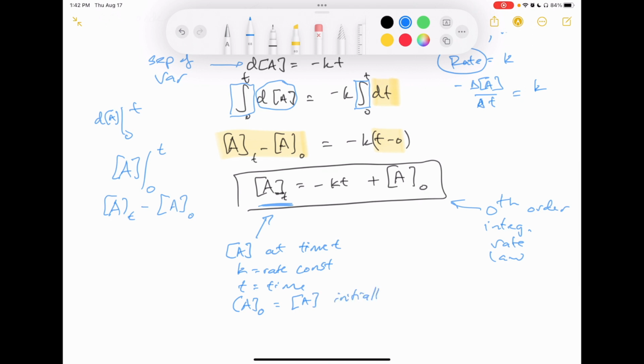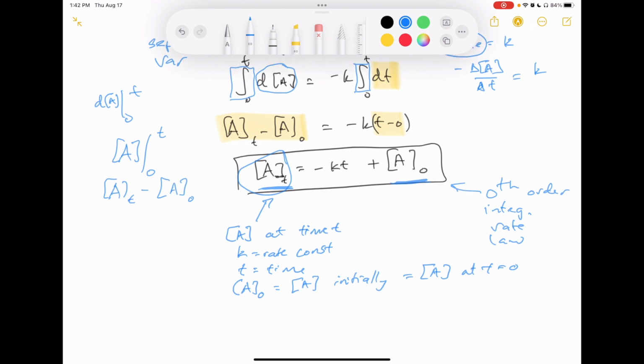Or sometimes we just call it A at time zero. It doesn't have to be time zero, it's just anything earlier than the A of t. So let's say the A of t is at 10 minutes, the A naught could be at 2 minutes. So it just represents an earlier time point during the reaction. So remember that this one that I'm showing you is the zeroth order.